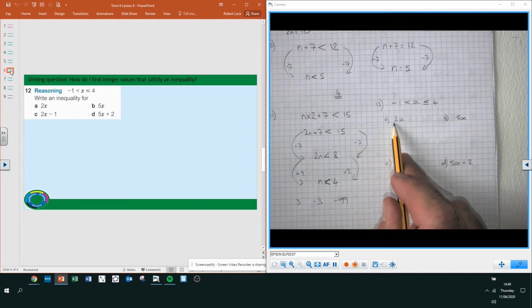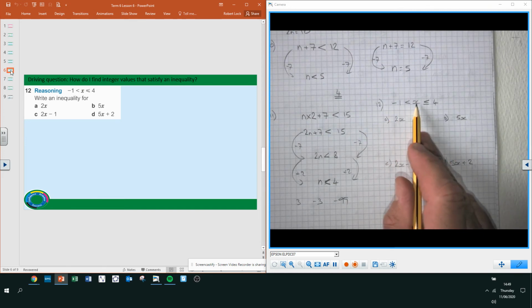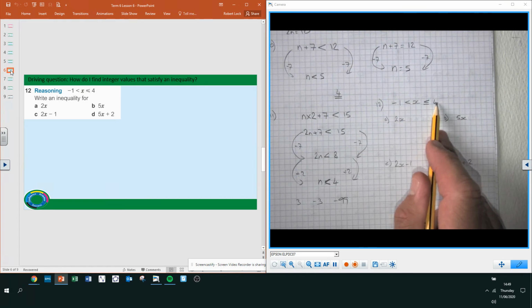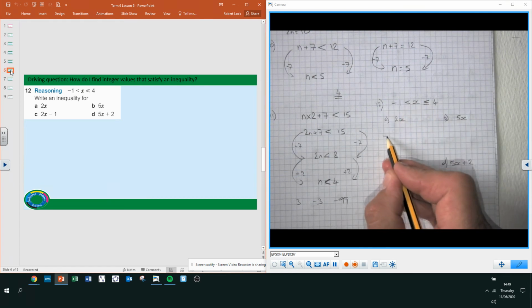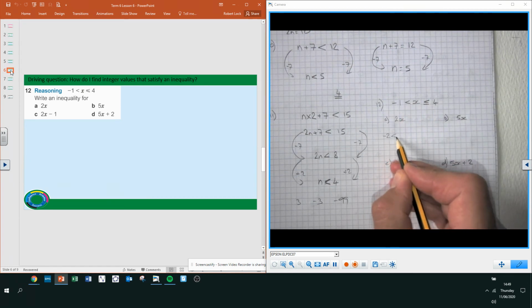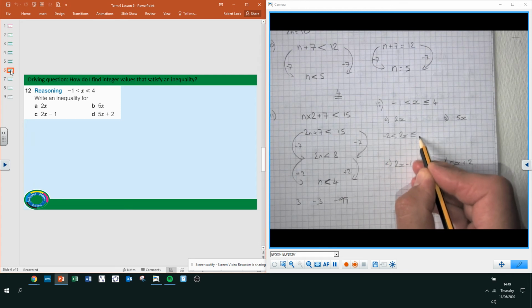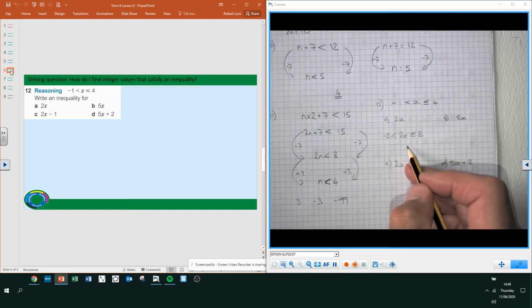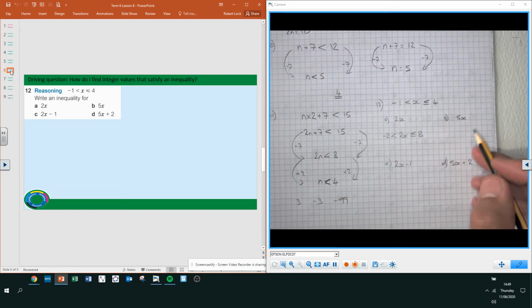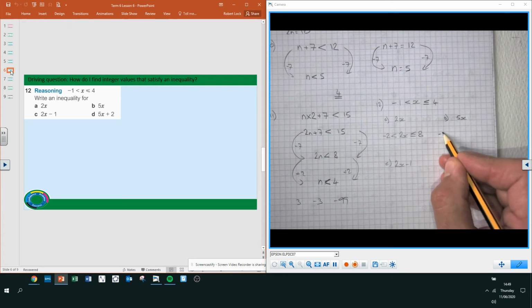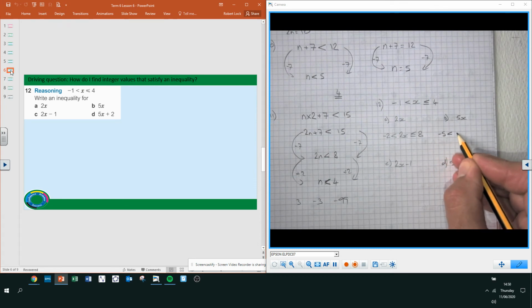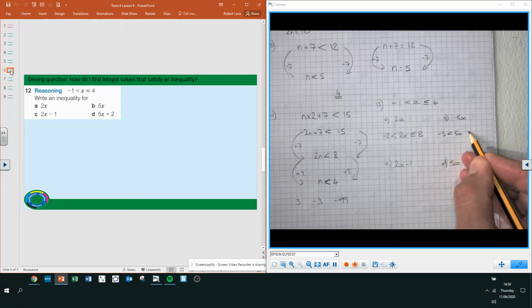So, if 1x is this, there'll be 2 lots of it, minus 2. So 2x is larger than minus 2, but less than or equal to 8. If that's 2 lots of it, this will be 5 lots of it. Minus 5, and 5 lots is 20.